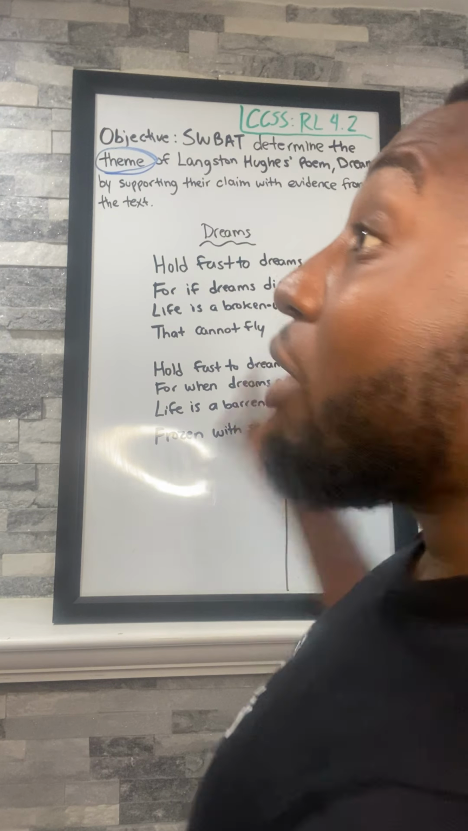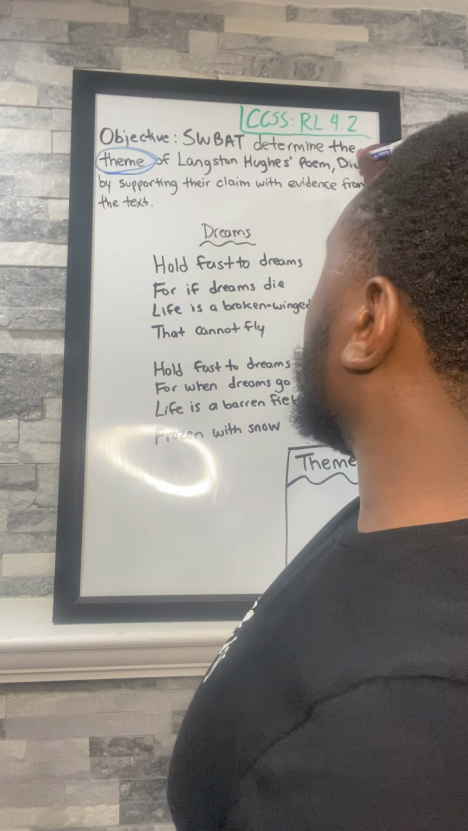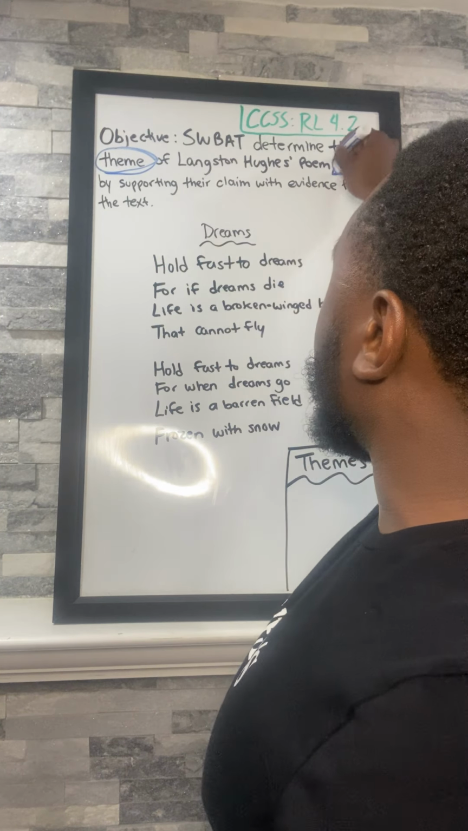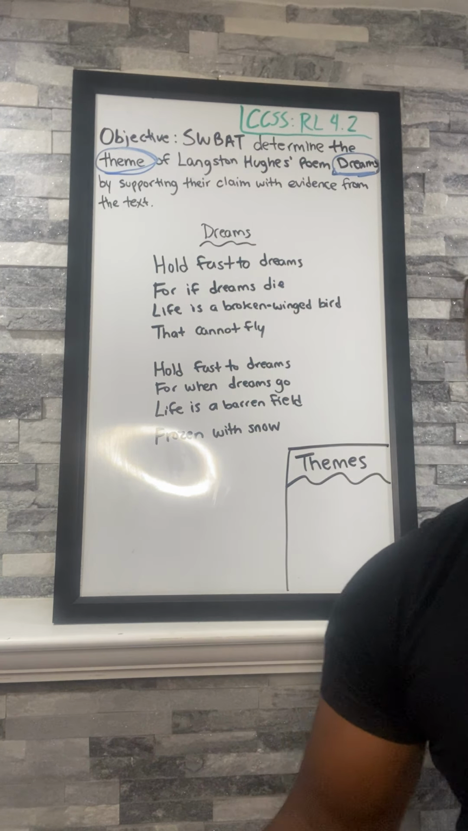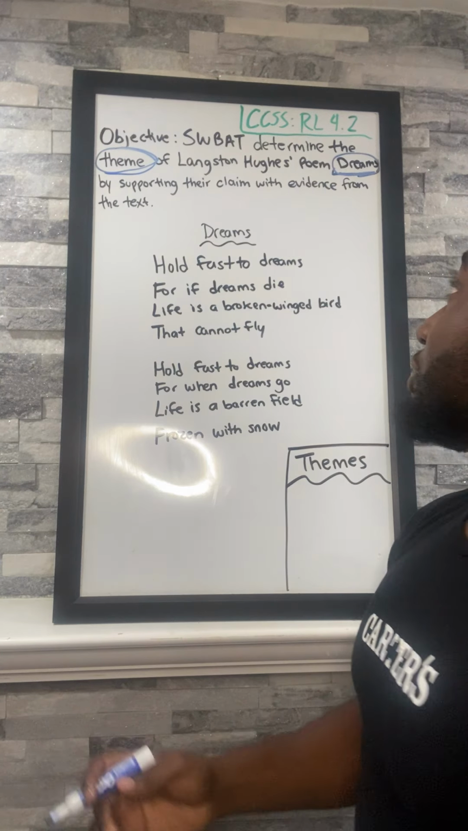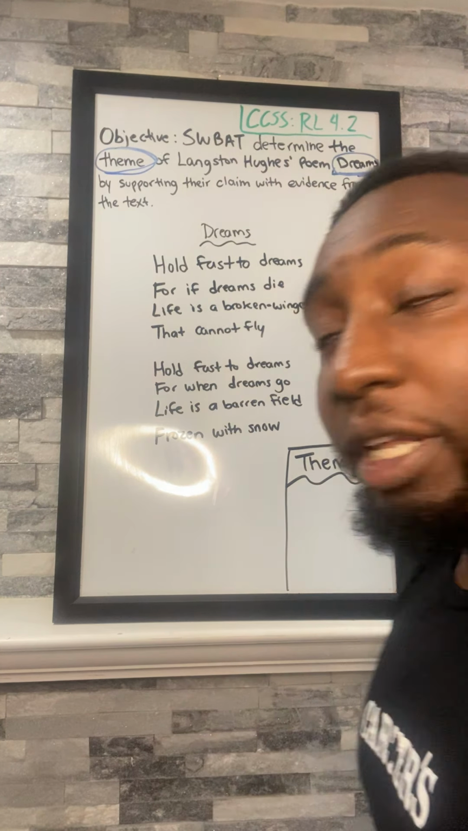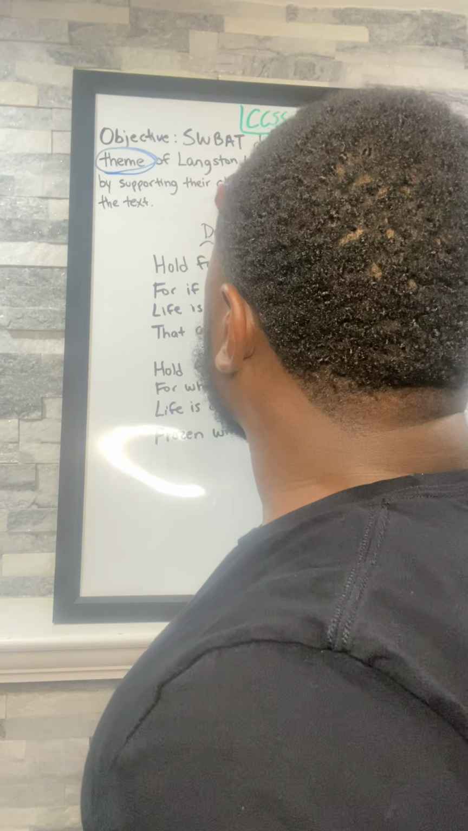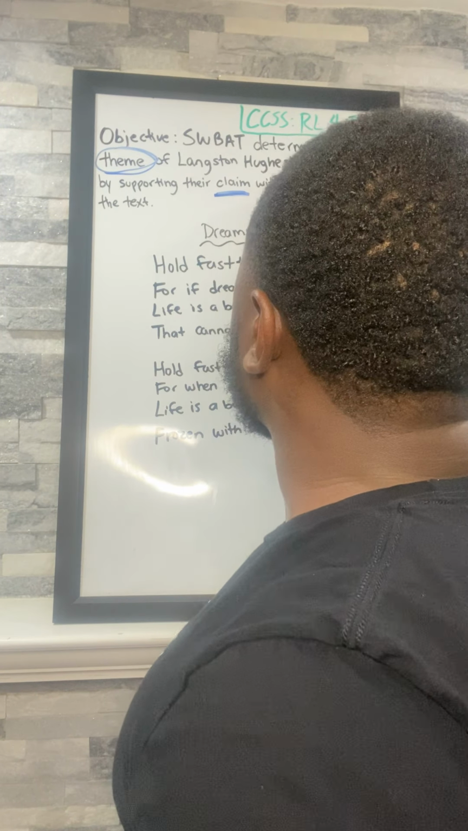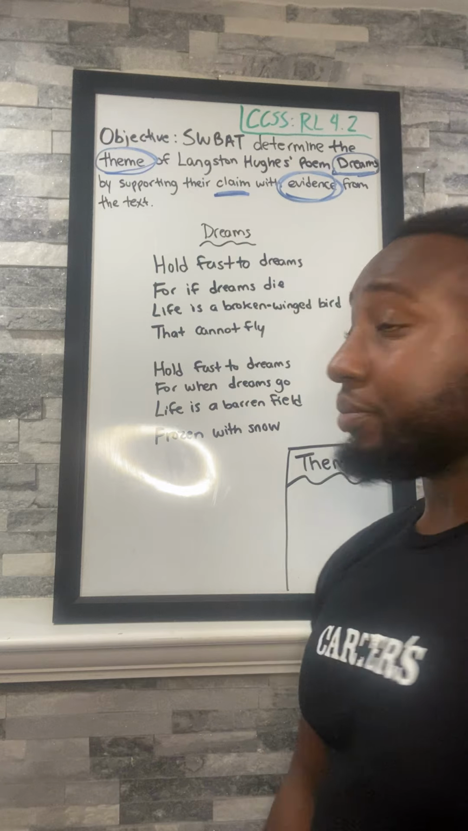The theme of what? Oh, Langston's poem called "Dreams." So they'll understand that it has to do with dreams. Okay, how do we determine the theme of Langston Hughes' poem? By supporting your claim with key word evidence from the text.